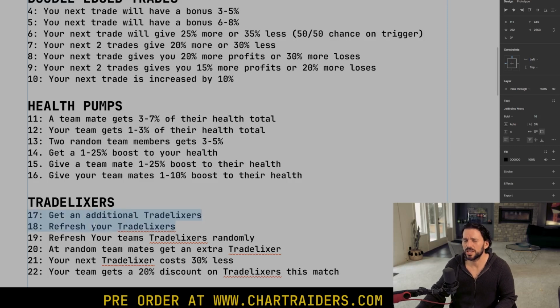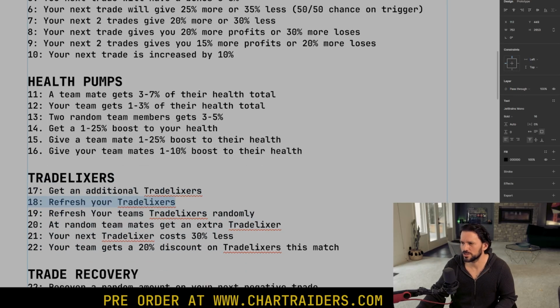So this one here is interesting because if you've used one Tradilixir, it would refresh it. You would be at 0 out of 1 left. It would refresh it back to 1. This, if you were at 0, would go to 0 out of 2. So you'd get an additional Tradilixir to use. So there's some pretty interesting things in here with Tradilixirs, and again, strategy.